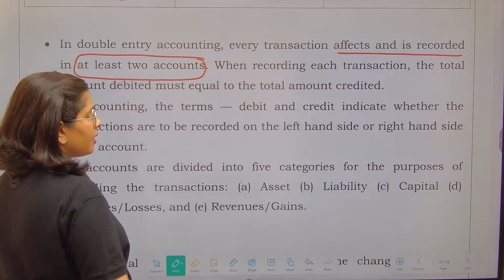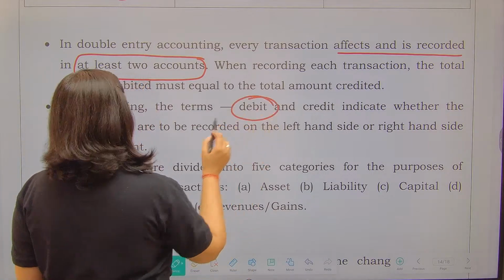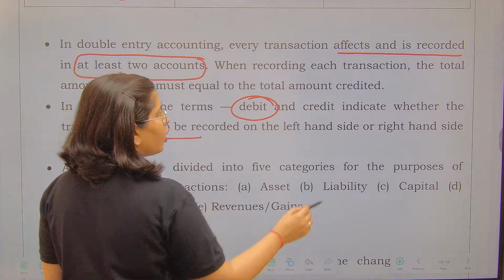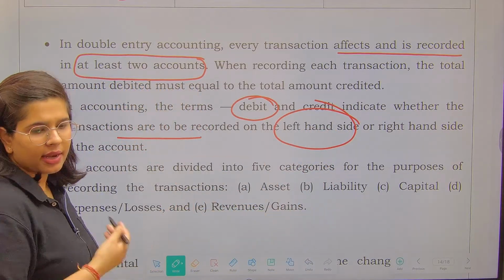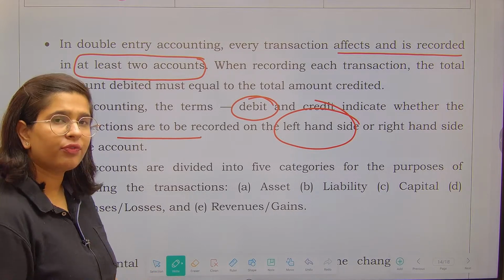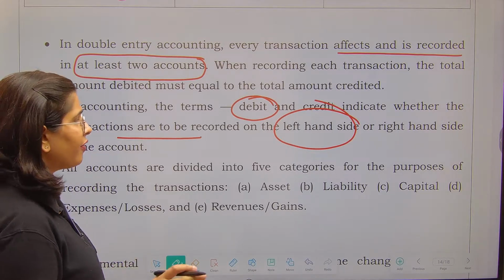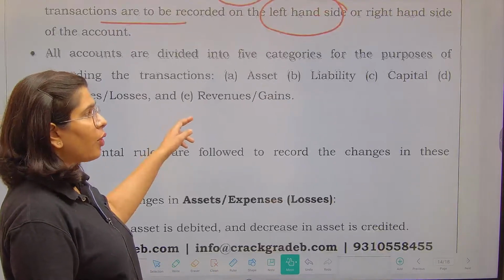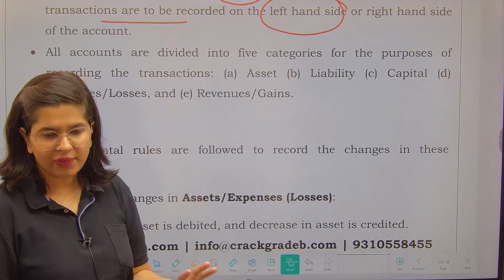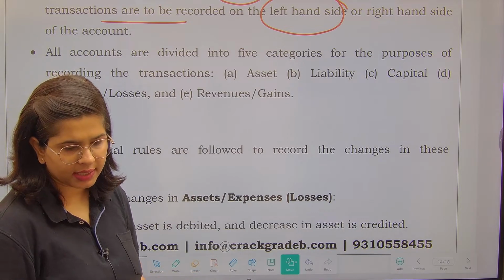In accounting, the terms debit and credit indicate whether the transaction is to be recorded on the left-hand side or the right-hand side. For this you don't have to be confused, just remember the concept that I have told you. Now all accounts in the accounting process have been divided into 5 types. We have already studied it.